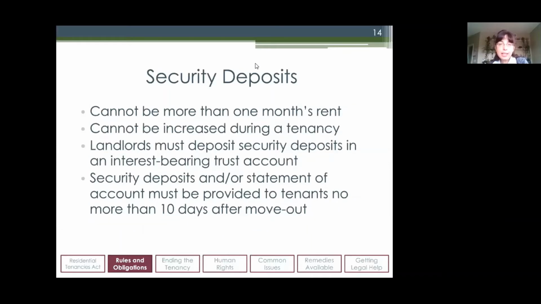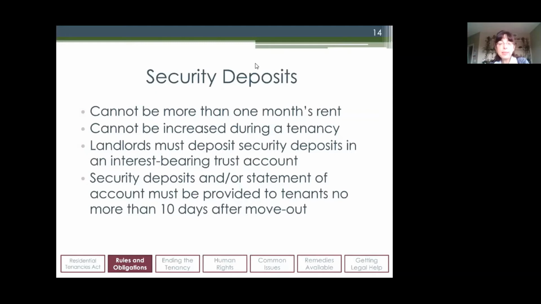Now let's address security deposits. As I said in the beginning, the maximum amount on the security deposit is 1 month's rent. It cannot be more, but sometimes it could be less. It cannot be increased during the tenancy, whether fixed or periodic. The landlords have to keep the deposits in a trust-bearing account.